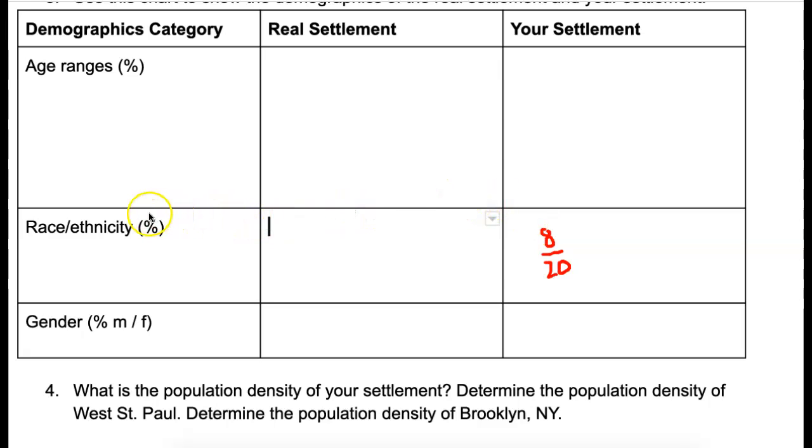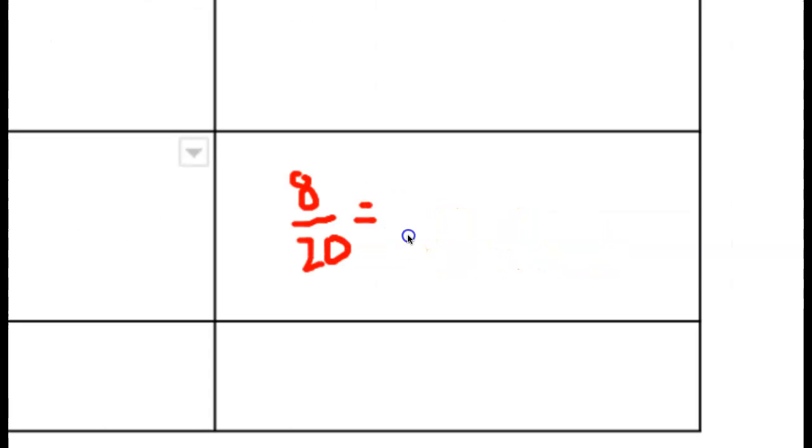So let's say that you have one person who is from, I don't know, South America. So let's get to 8. You have 8 people from South America. What percent of your settlement has South American ethnicity? So you take 8 divided by 20, and you're allowed to use a calculator, totally allowed to use a calculator. So 8 divided by 20 is, oh boy, is 0.4.